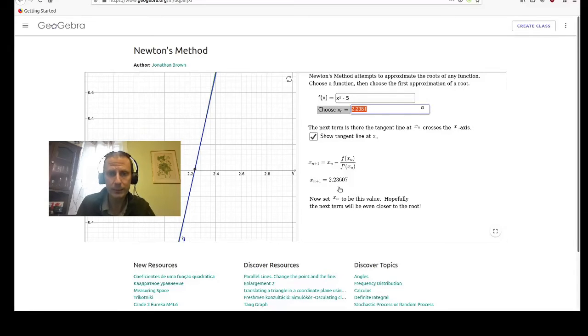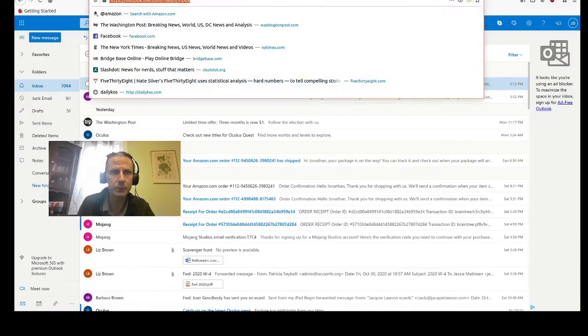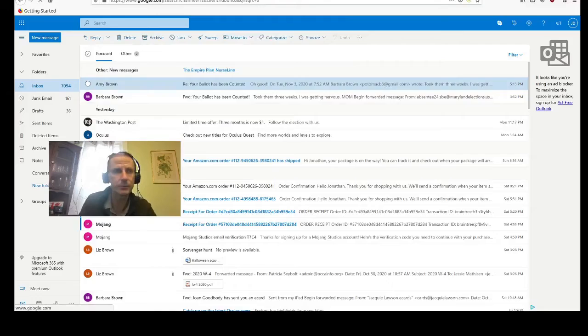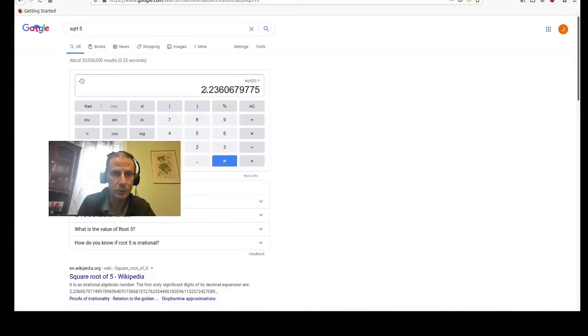So we get that the square root of 5 is therefore really close to 2.23607. And just for fun, I will type in the square root of 5, and let's see what the actual value of the square root of 5 is. So it's 2.23607 when you round. So we actually got it completely accurate out to 5 decimal places.